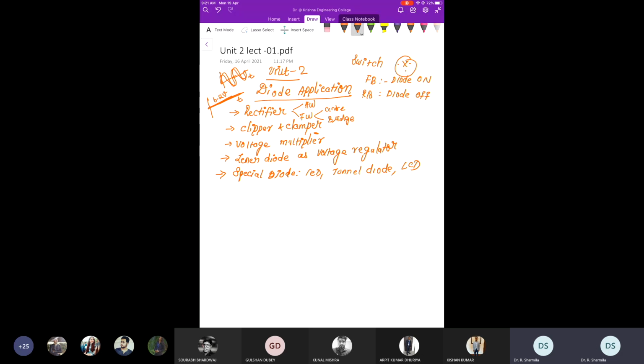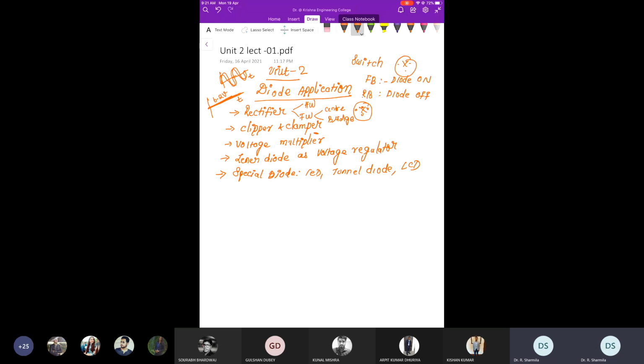The main important thing is, in the university exam they will ask questions from the rectifier. At least they will ask one question from the rectifier. They will ask you to explain any one of the rectifiers. Either they can ask half wave rectifier, or they will ask center tapped full wave rectifier or bridge rectifier. Okay, it is very important.